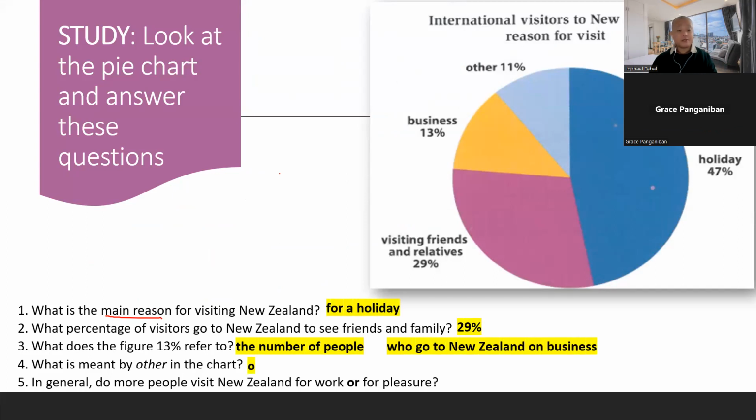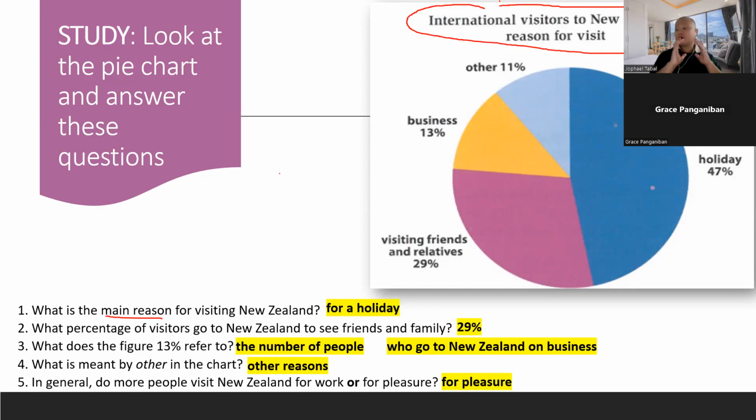What is meant by other in the chart? There's other reasons. And do more people visit New Zealand for work or for pleasure? Certainly for pleasure. So how do we understand the graph? First of all, we must check here the upper part of the graph.